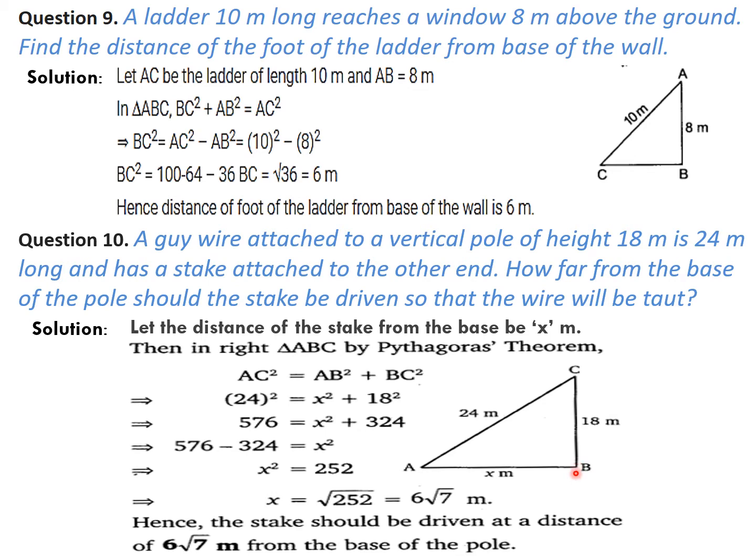Simply we can see, since it is a vertical pole, by the word vertical it means that we have a 90 degree at the base. So angle B is 90 degree. Since it is a right angle triangle, we can use the Pythagoras theorem. We can write AC square equals AB square plus BC square. Just substitute the values: instead of AC 24, instead of AB x, and instead of BC 18. Calculate the values and we get x square equals 252. Take the root and therefore x will be 6 root 7 meter. Hence the stake should be driven at a distance of 6 root 7 meter from the base of the pole.